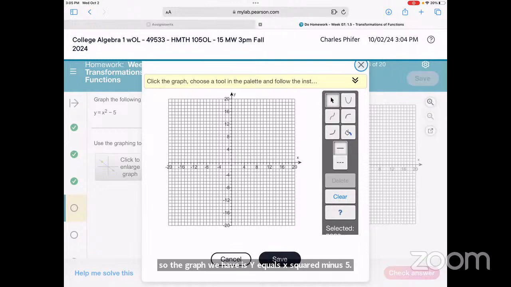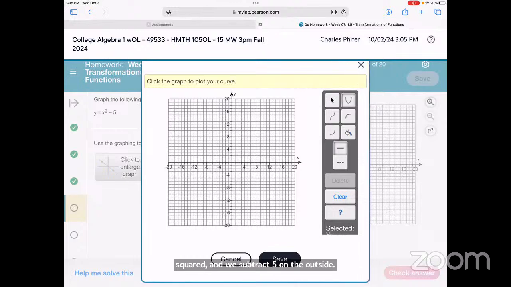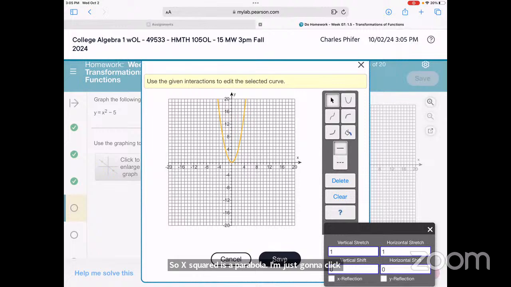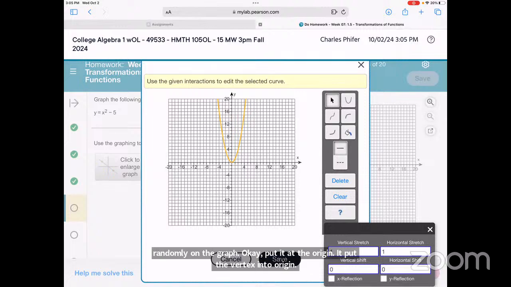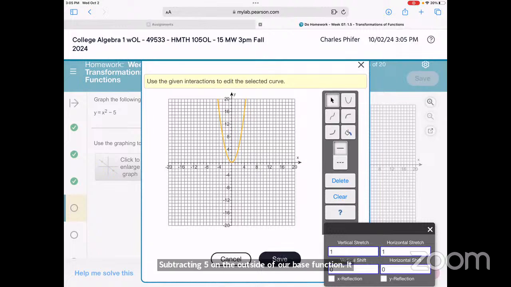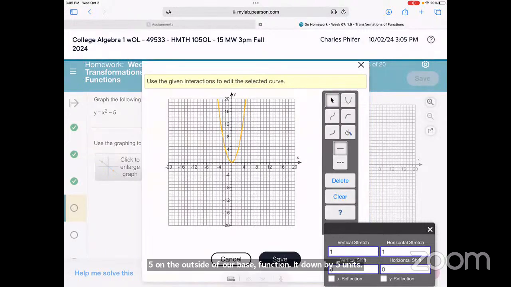So then we could say that the parent function is x squared, and we subtracted 5 on the outside. So x squared is a parabola. I'm just going to click randomly on the graph, okay? Put it at the origin. It put the vertex at the origin. Subtracting 5 on the outside of our base function should move it down by 5 units. So it should cause a vertical shift of -5 units.